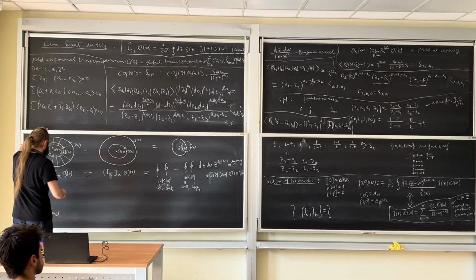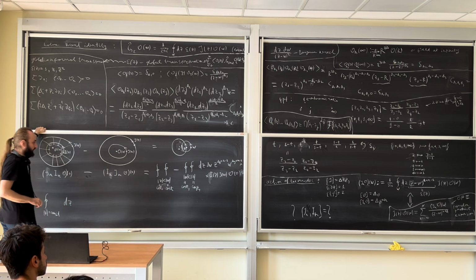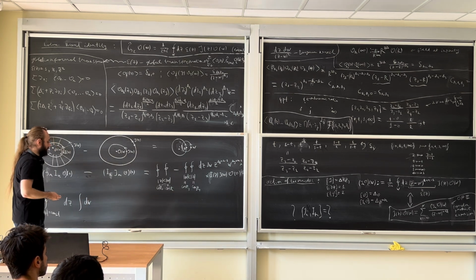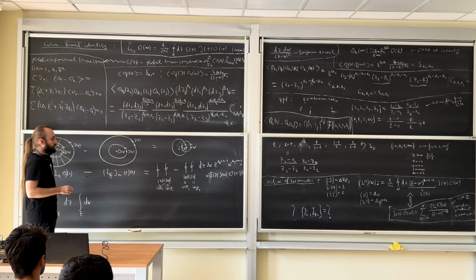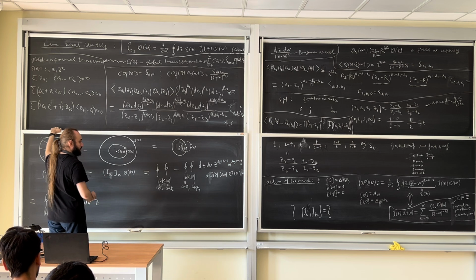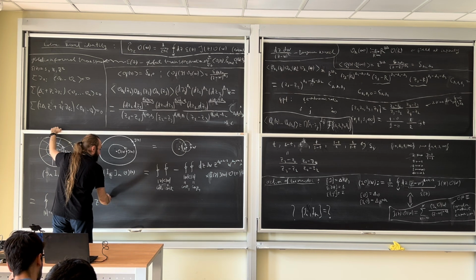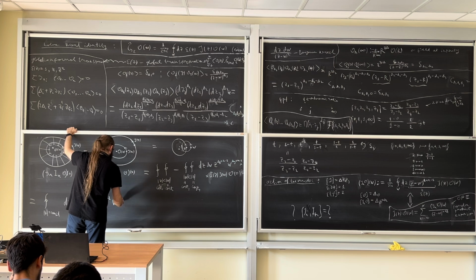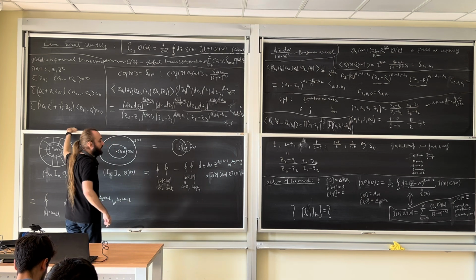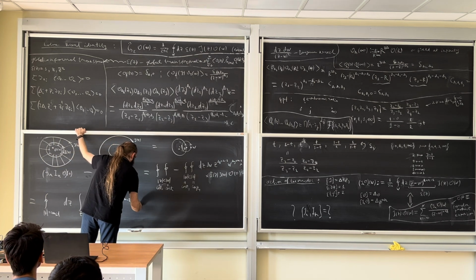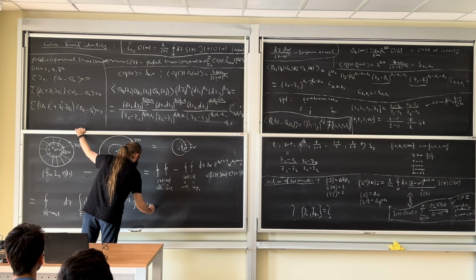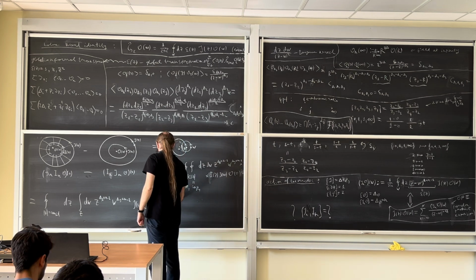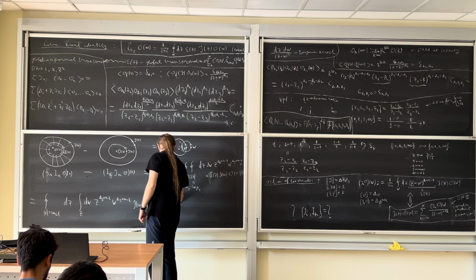Here we have dz, and here we have integral in w, and this integral is around z, and it contains z to delta I plus n minus 1, w to delta j plus m minus 1, j of w, I of z, acting on O of 1, or O of 0.